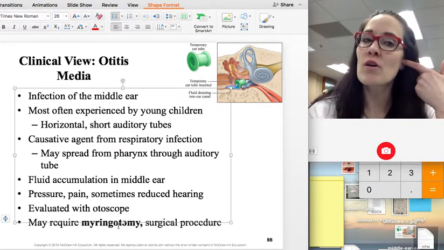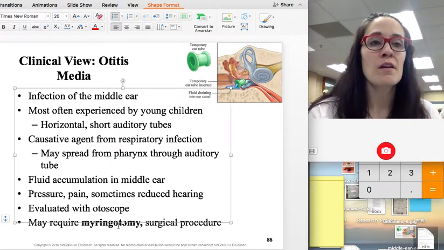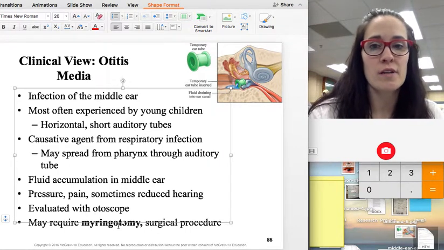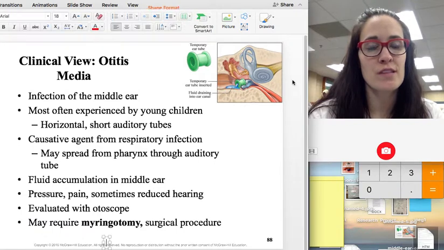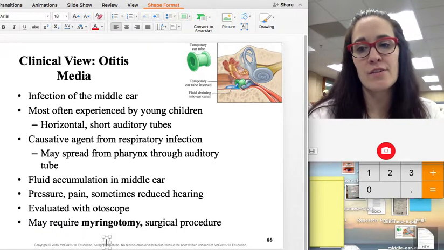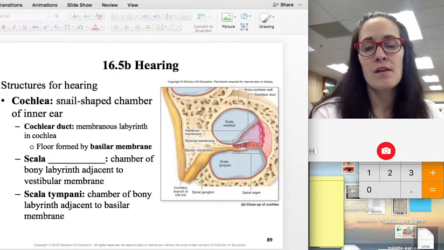You view it with an otoscope, where the doctors will look into your ear and visualize it. And to treat it, it may require surgery. That's where they put tubes in the ears to drain the fluid.